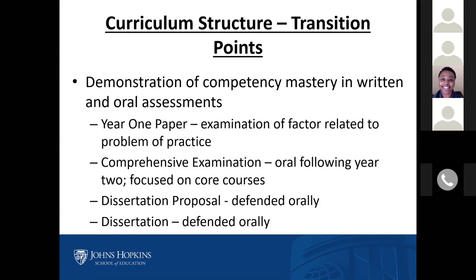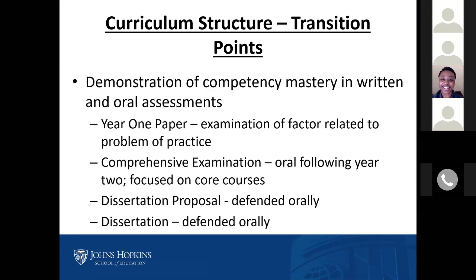So the curriculum structure also includes 4 transition points, and these transition points are designed for you to demonstrate competency and mastery in written and oral assessments. So the first transition point is the year 1 paper. This occurs the summer of your first year in the program. This year 1 paper will make up chapters 1 and 2 of the dissertation.